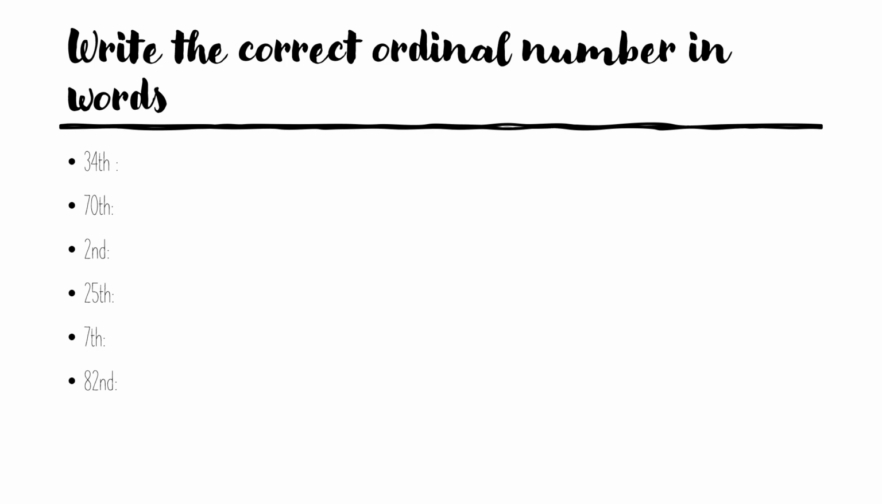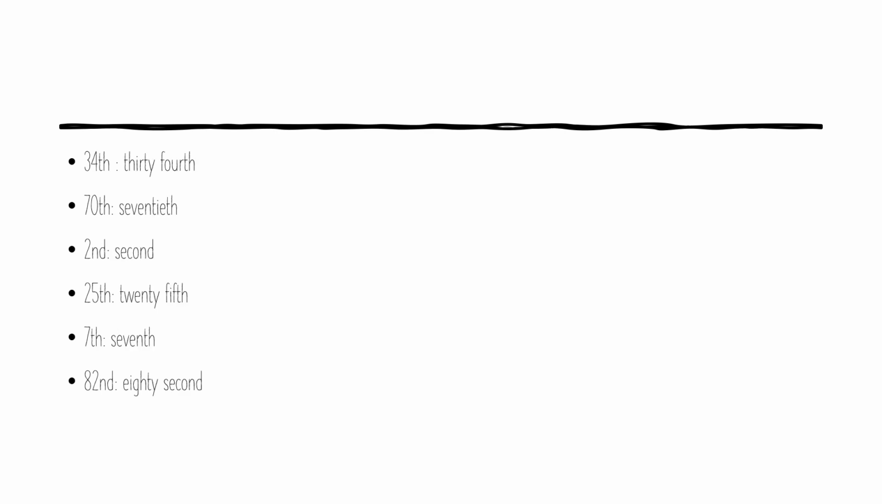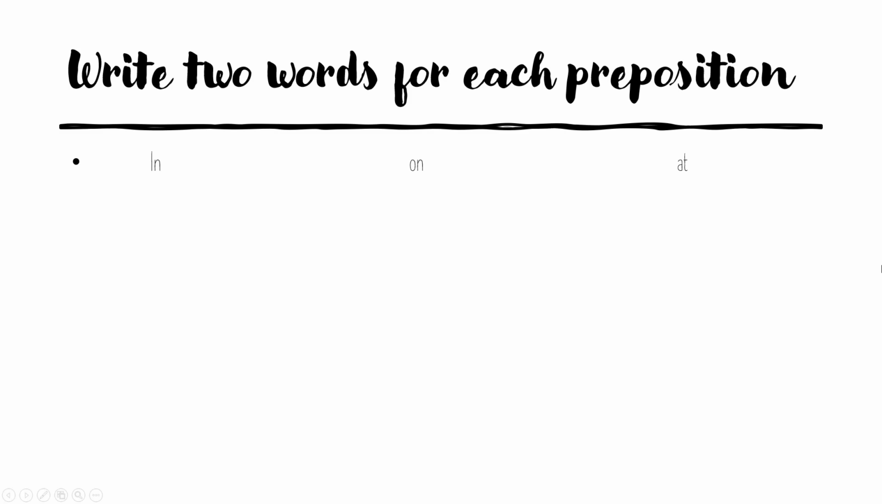Now you have to write the correct ordinal number in words. Okay, so here we have different examples of ordinal numbers, and you have to write the words. So stop the video and do it in your notebooks, please. Did you finish? Okay, let's continue then. These are the answers. Number 1, 34th. Number 2, 70th. Number 3, 2nd. Number 4, 25th. Number 5, 7th. And number 6, 82nd. And this is the last activity that you have to do.